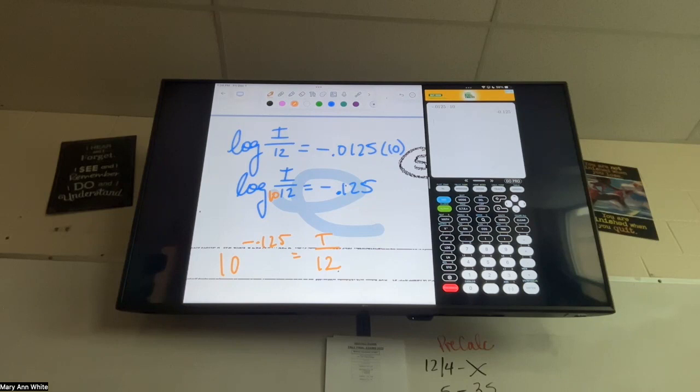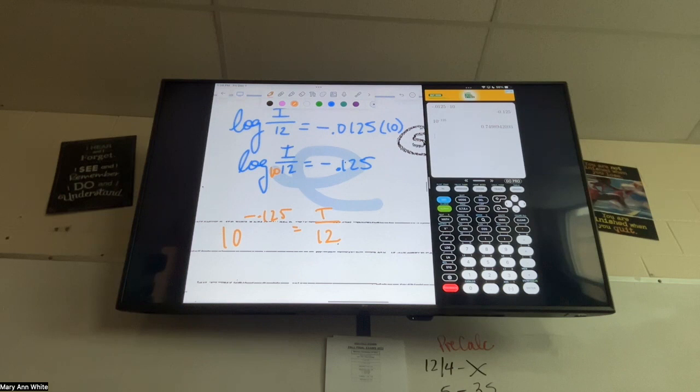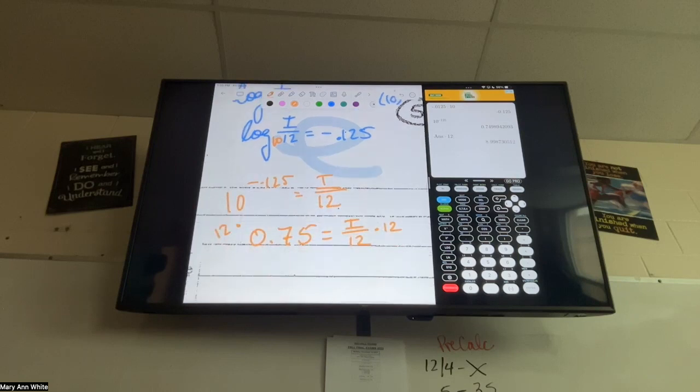While that's ugly, you can plug that into the calculator and we can solve that. 10 raised to the negative 0.125. And I'm just gonna round that to 7.75 just so I don't have to write a bunch of stuff. And that's equal to I over 12. So how do I get I by itself? Multiply by 12. And even though I rounded on my paper, I'm just gonna have left that in my calculator. So I'm just gonna press times 12 so I can get the most exact answer. And I get I equals 8.9987.